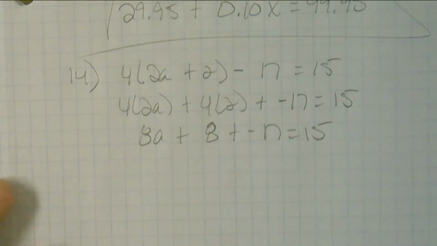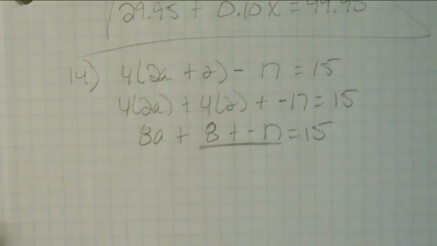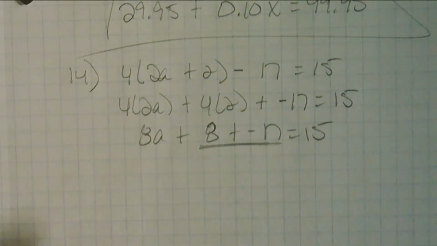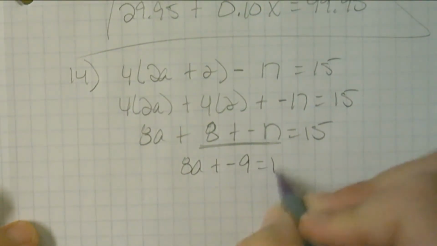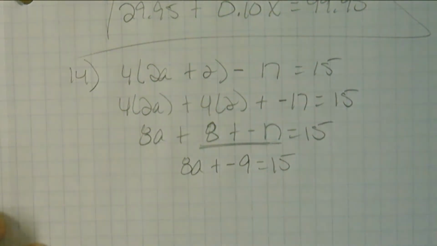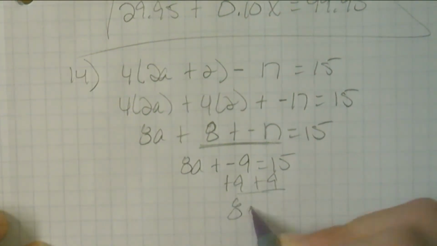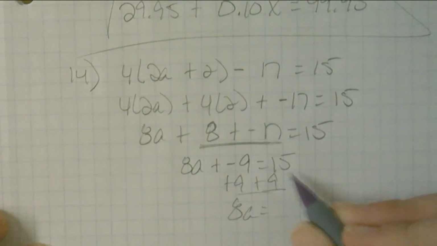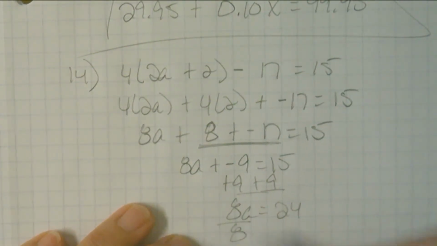So I'm done doing the distributive property. Now I'm going to add my like terms. Positive 8 plus a negative 17. Well, 17 minus 8 is 9, so that's going to be 8a plus a negative 9 is equal to 15. Are you cool with that? Now I'm just going to solve this two-step equation. I add 9 to both sides. 8a is equal to 24. Divide each side by 8, and a is equal to 3.